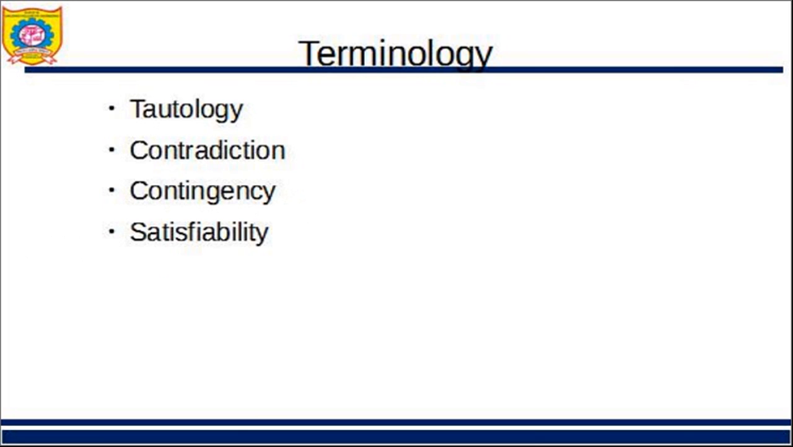And the last one is satisfiability. Now what do you mean by satisfiability? A proposition is satisfiable if it's true for a certain model. For example, X is true in model M, therefore M satisfies X, or you can say M is a model of X. That is called satisfiability. I repeat, X is true in model M, that means M satisfies X, M is a model of X. So this is a little terminology.